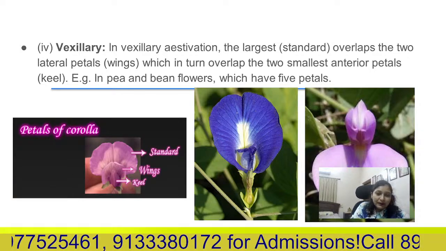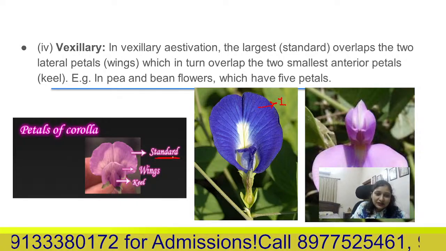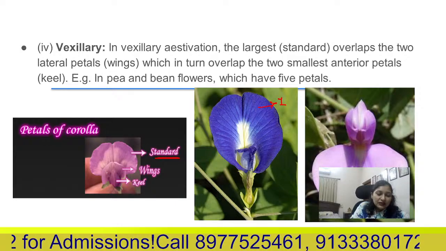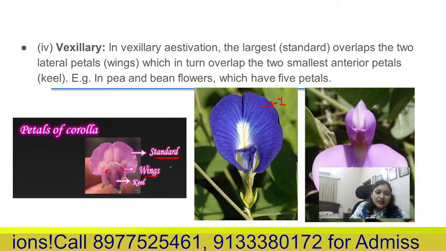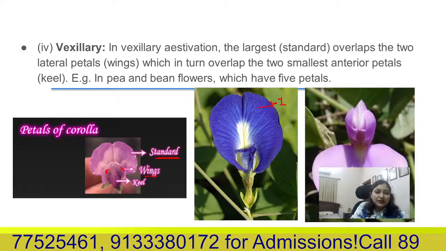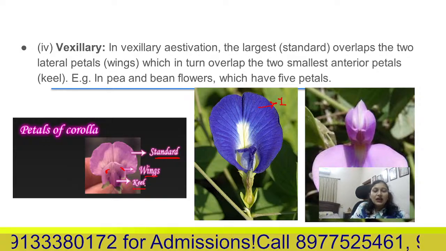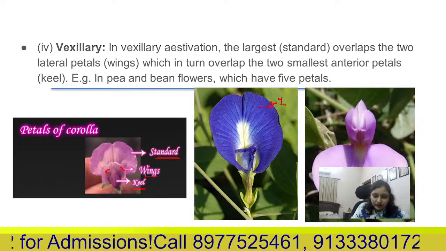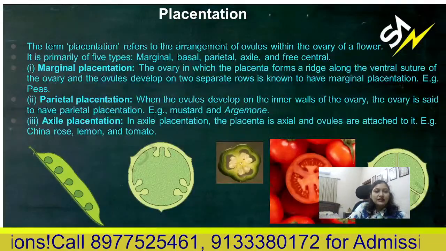The largest petal, this first one, is known as standard. And inside that, there are two wings. Okay, one and two wings. And inside that, two more smallest petals, joined to each other, are known as keels, like in case of pea and bean flower. They have 5 petals. This type of estivation is known as vexillary.